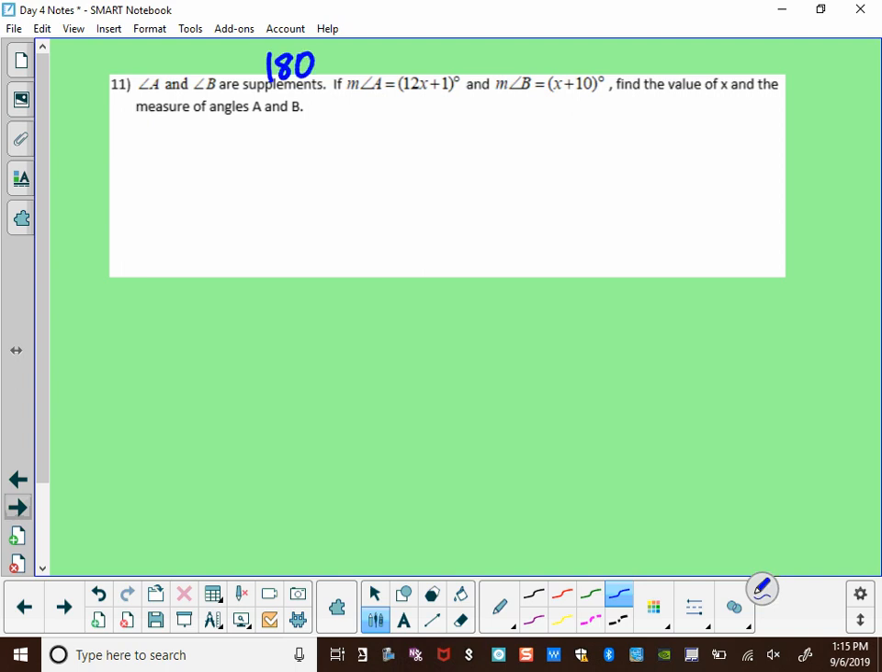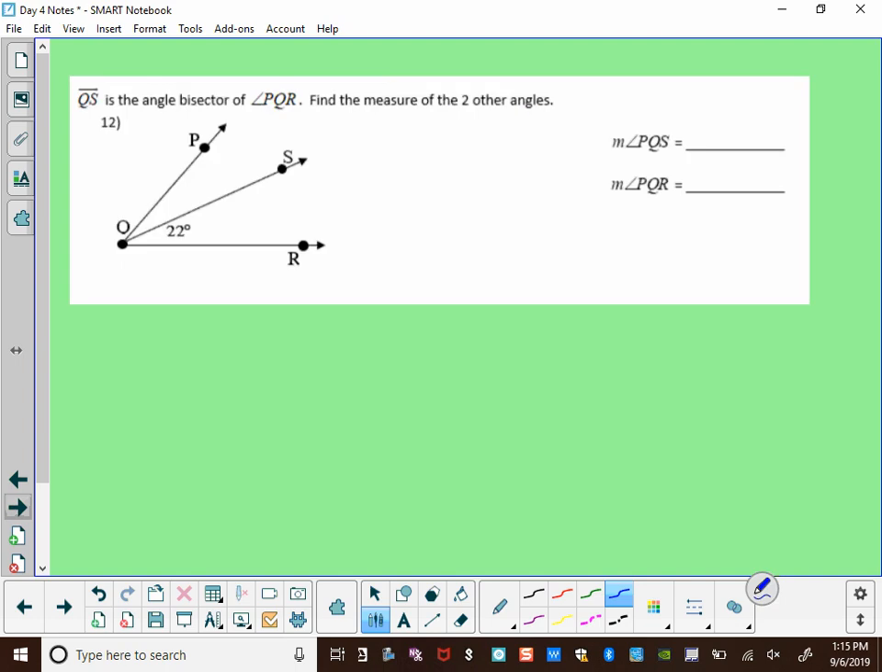Wait, don't put it away yet. There's still one more page of notes. Okay, I have to show you this. This is very important. Turn to the very back page. This is about angle bisectors. That was our first definition.